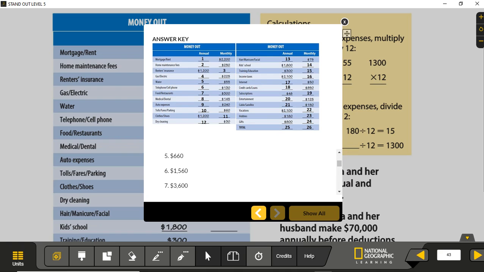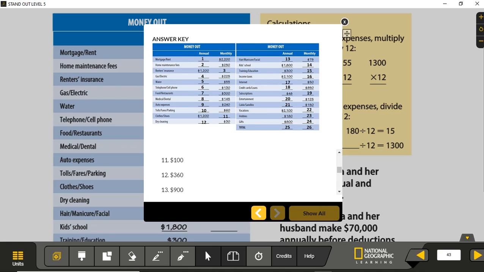Number 6, 1,560. Number 7, 3,600. Number 8, 1,740. Number 9, 2,880. Number 10, 720. Number 11, which is clothes and shoes, 100. Number 12, $360 for dry cleaning a year.